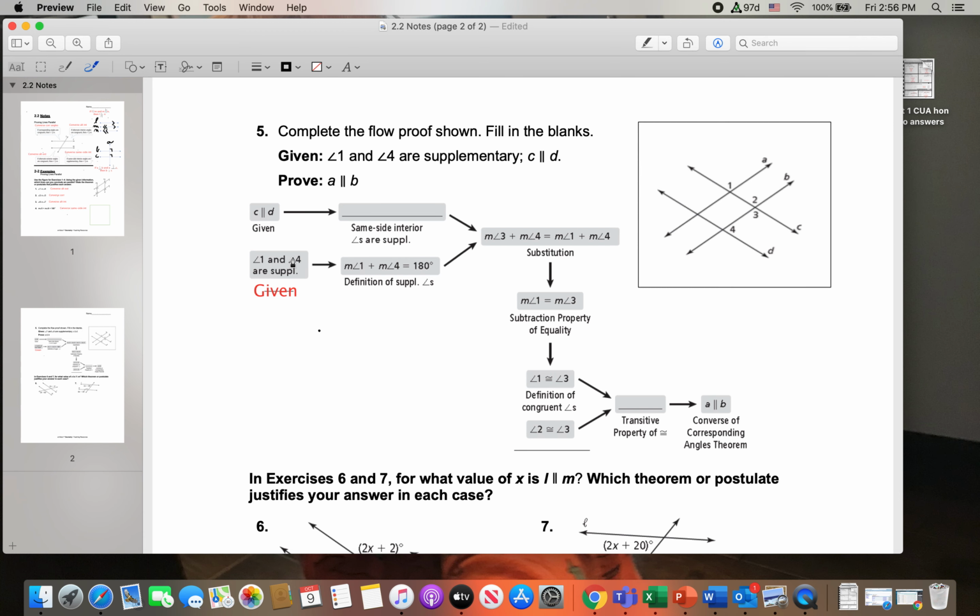Okay. Angle 1 and angle 4 supplementary means that they add up to 180. That's the definition. They're giving us a hint: same side interior angles. Which are same side interior angles? These are on the same side of B. These are on the same side of C. But these two are inside the two lines. These correspond, don't they? So 3 and 4 are same side interior angles, and we want to show they're supplementary, which means they add up to 180.